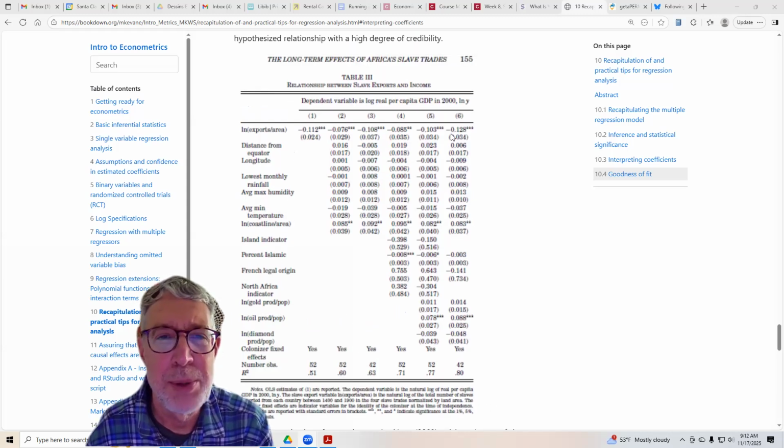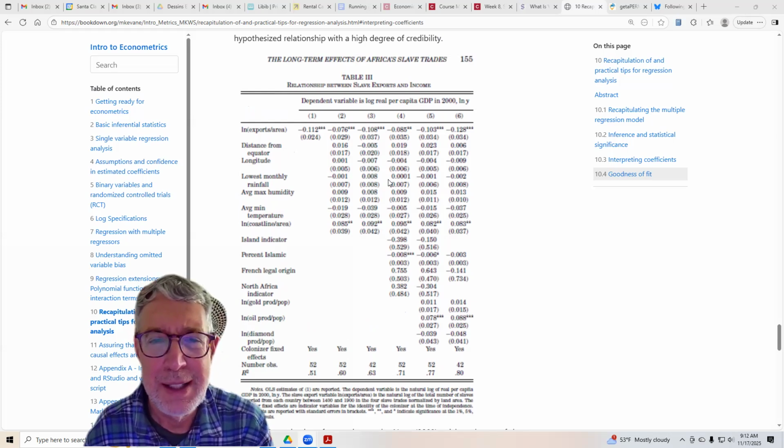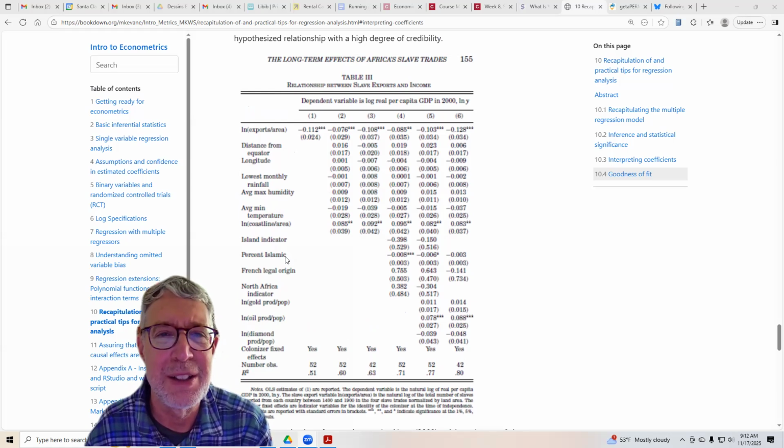So I hope you'll spend some time thinking about this regression table. This is a very typical regression table, a good example of a straightforward ordinary least squares regression table with log specifications, dummy variables, and percent specifications. So, a pretty interesting regression table.